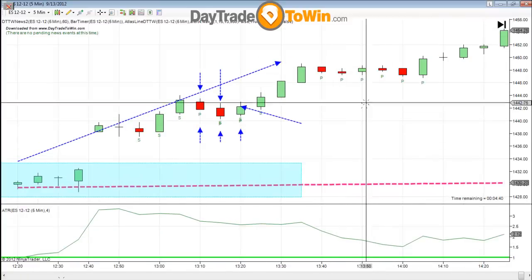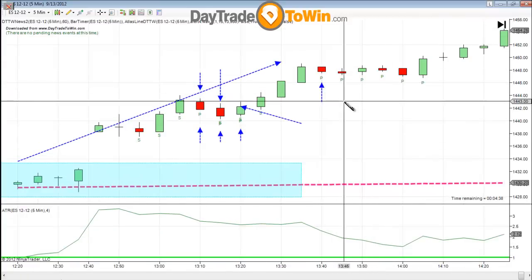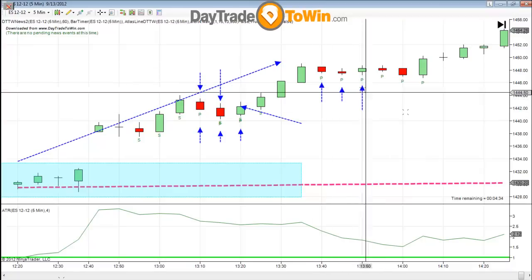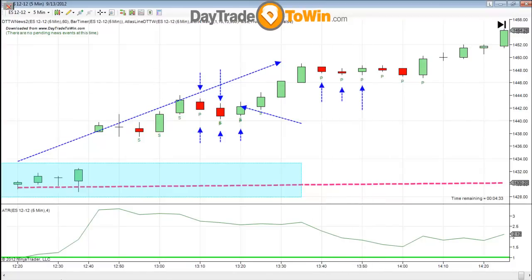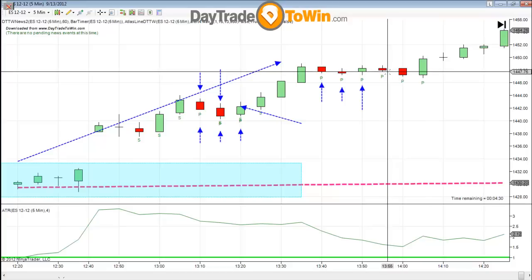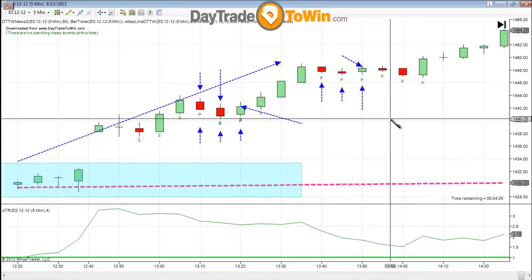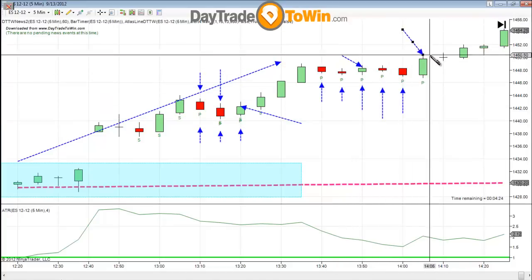The same thing with this here. Here are two candles that are red, pulling back. The first green candle, I'm going long. That's the entry right there. Here's another one right there.